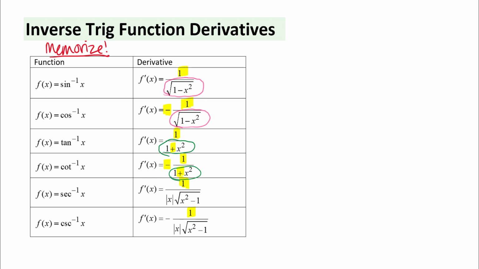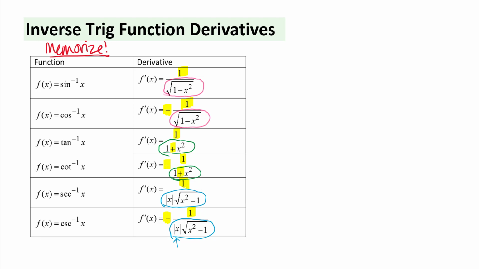Okay, and then for the last two, secant inverse and cosecant inverse, the denominator is the same on both of those. And don't forget those absolute values on the x that is outside of the radical. And then make sure that you pay attention to the order of the terms inside the radical and what order they're subtracted in. And again, just like all those other pairs, the derivative of the inverse co-function has a negative out front. So these ones probably take a little bit more work to memorize than some of the other ones we've looked at so far.